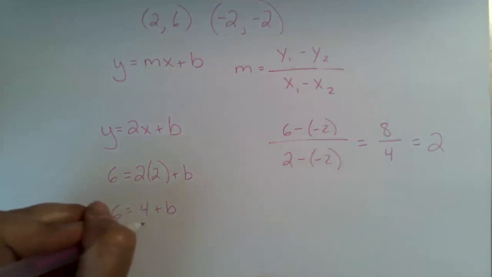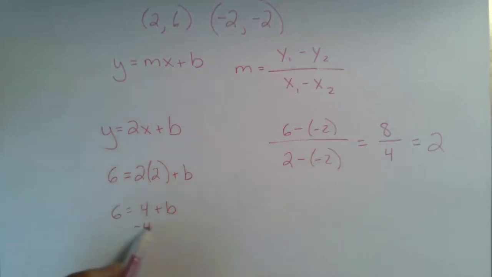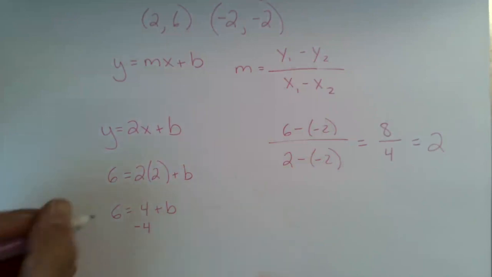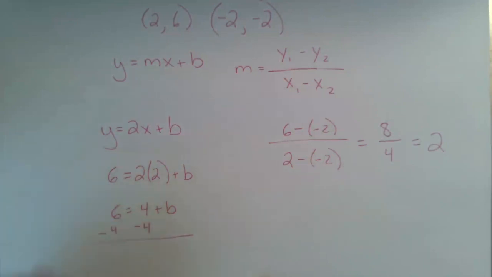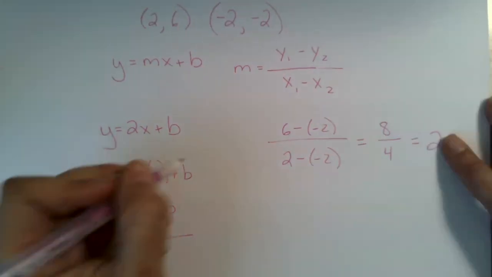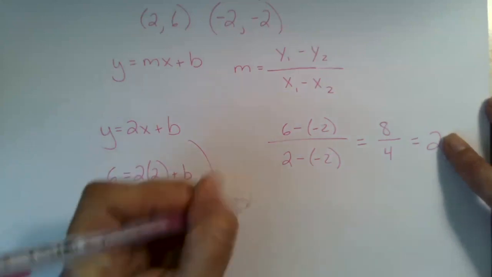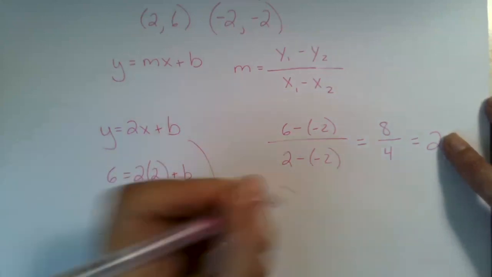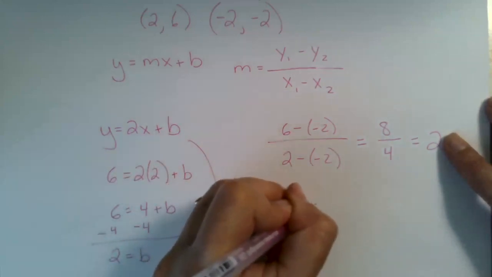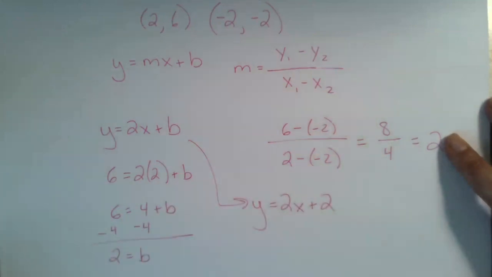I'm going to do opposite operations, right? If I want to get rid of a plus 4, I subtract 4 from both sides. 6 minus 4, that's a 2. 4 minus 4, that's a 0, because that's what I wanted. And there's my b. So b equals 2. And so my final equation is y equals 2x plus 2.